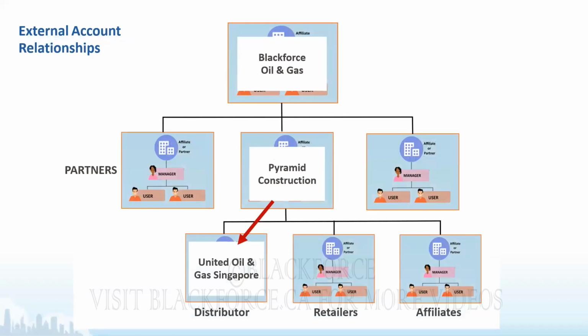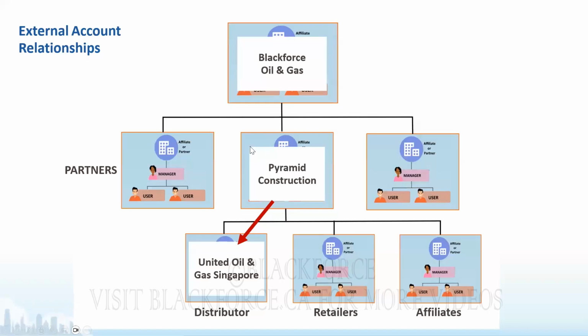Okay, so account relationships. Basically, what it's saying is that they can be like a parent account or a main account. In this case, I called it Black Force Oil and Gas. And this account has partners and partner accounts. One of the partners is Pyramid Construction.